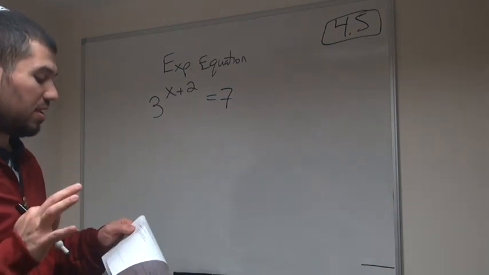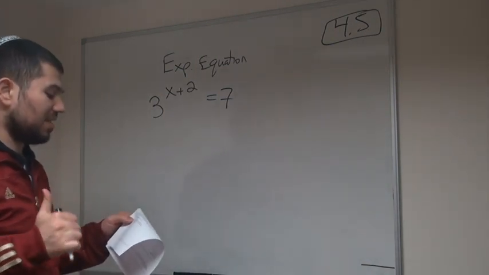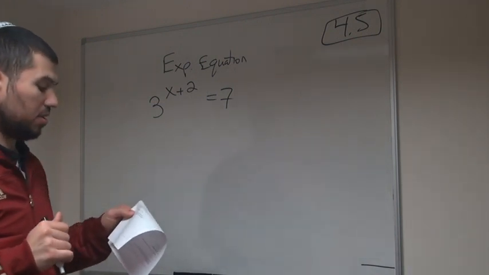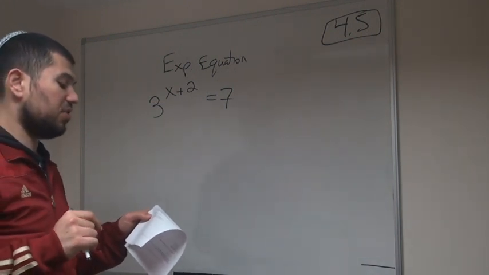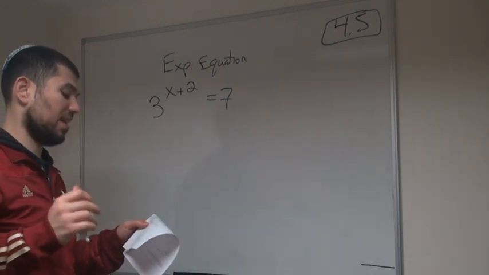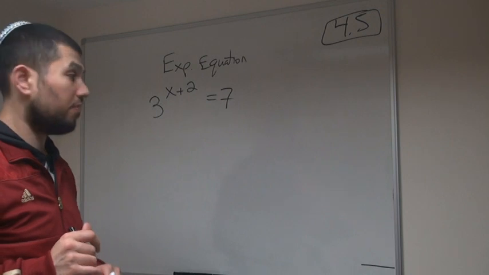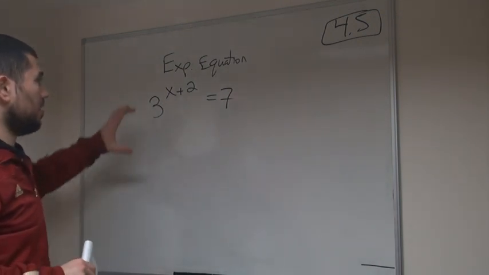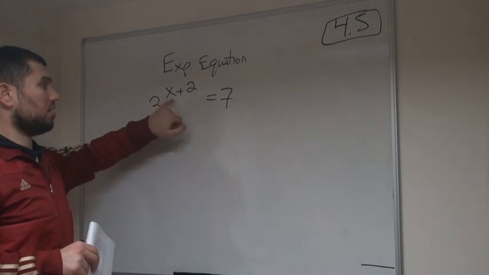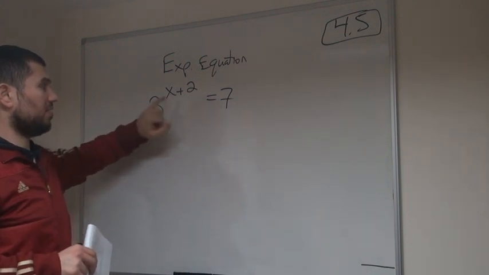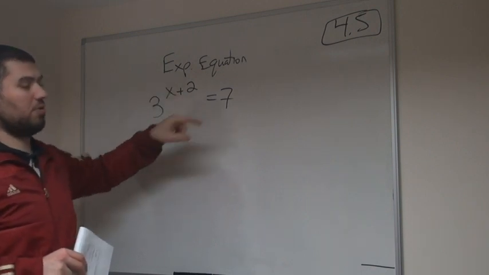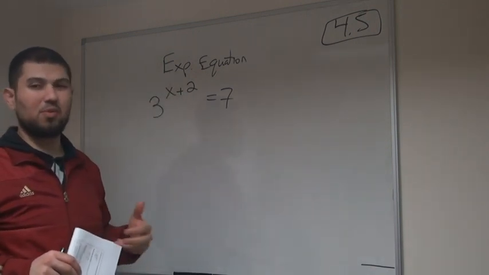I give you a 3-step process. Isolate the exponential expression onto one side of the equation. Take the log of each side and use the law of logs to take down the exponent and solve for the variable. So the whole point of an equation like this is to solve for x. Now how do I find x if it's in a power? 3 raised to what power is 7? It's not a straightforward question.